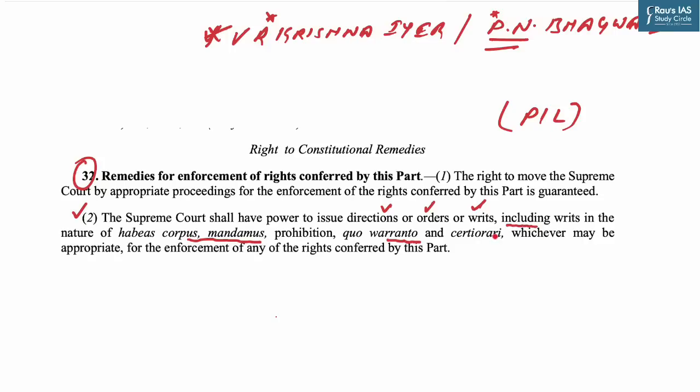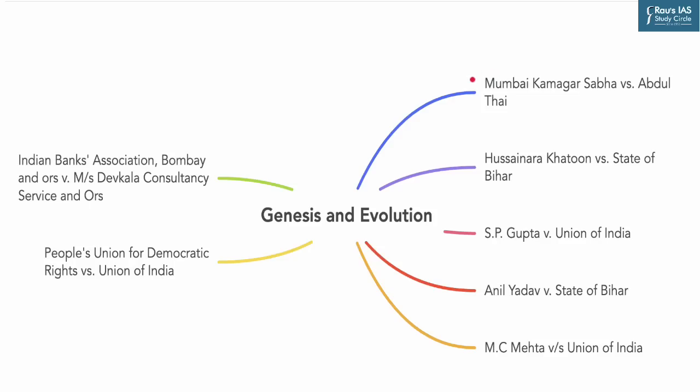Now we will look into the evolution of public interest litigation through various important cases. First in line is the Mumbai Kamgar Sabha versus Abdul Thai case in 1976. In this case, Justice Krishna Iyer laid the groundwork for the concept of PIL in India.